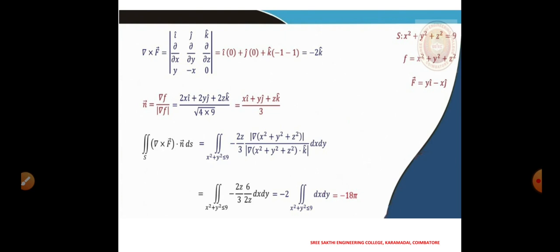So this is the same value which we got through the line integral as well. So the line integral and the surface integral values are the same. So it verifies Stokes' theorem.